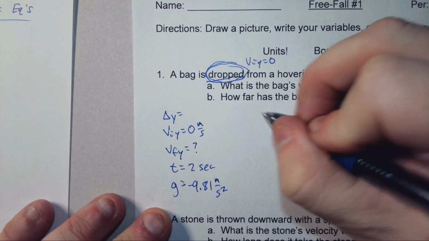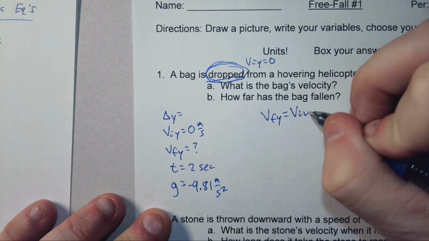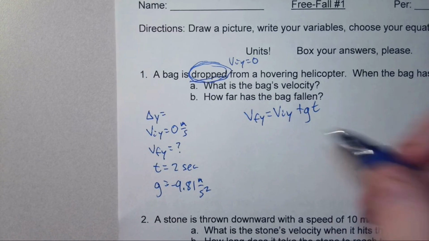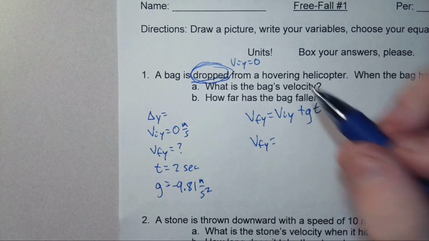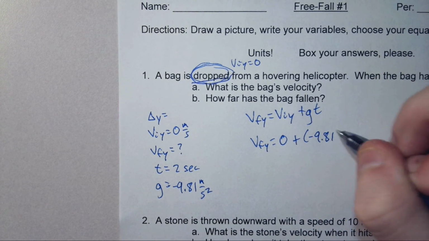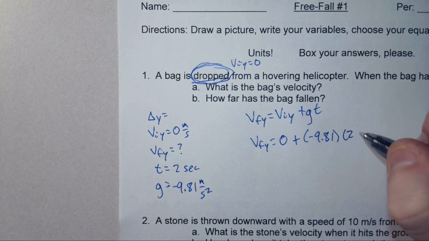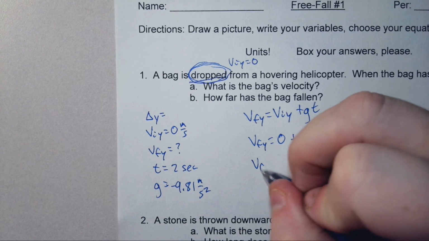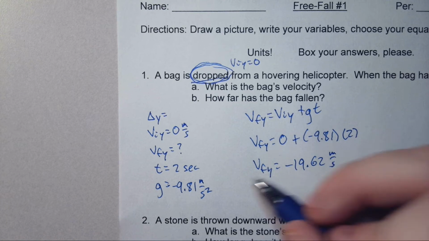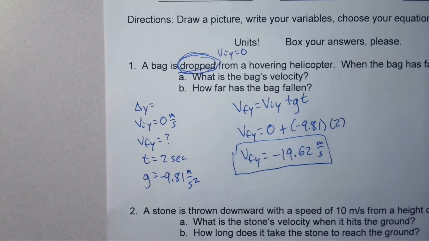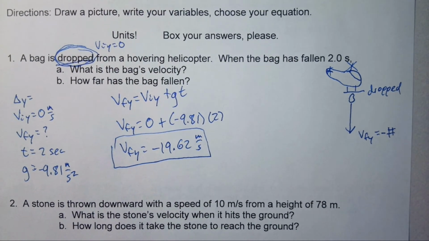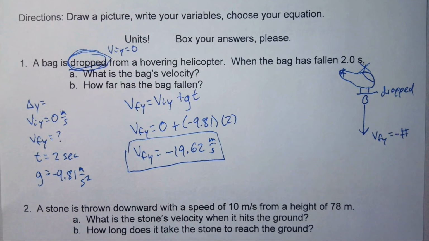So I'm going to go ahead and write the equation. VFY equals VIY plus GT. Okay. Go ahead and fill things in. So VFY equals VIY, which is 0 because we dropped it. Gravity is negative 9.81, and our time is 2 seconds. So we calculate that. VFY is negative 19.62 meters per second, and we box that. When we ask ourselves, does that make sense? Well, our prediction is that our final velocity should be a negative number, and so yes, it does make sense. So we'll go ahead and move on with that.